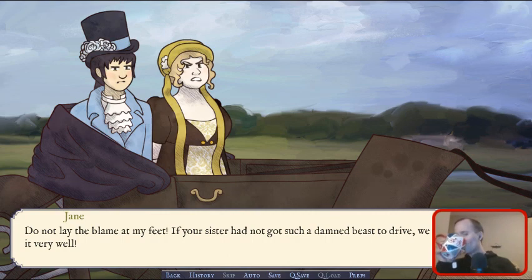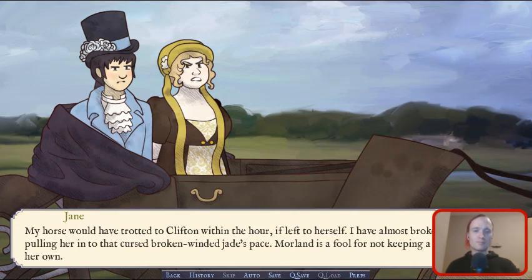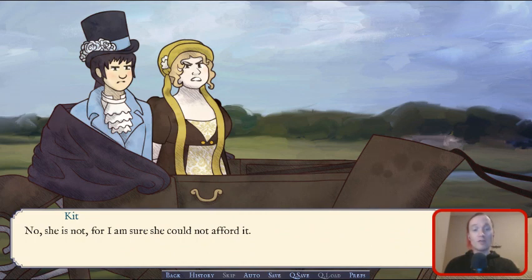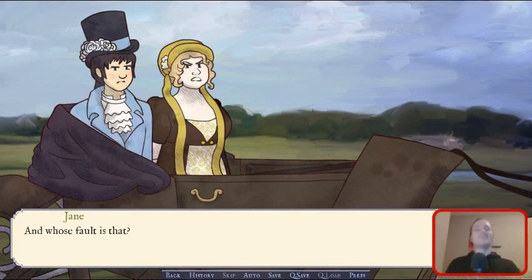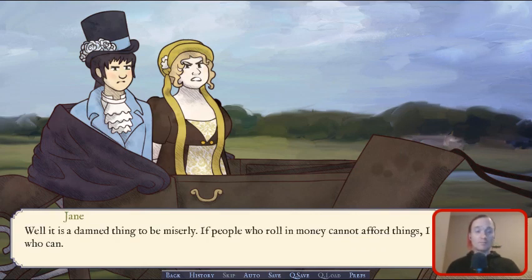Do not lay the blame at my feet. If your sister had not got such a damn beast to drive, we might have done it very well. My horse would have trotted to Clifton within the hour if left to herself. I've almost broke my arm pulling her into that cursed broken-winded jade's pace. Oh my gosh, what does that mean? I don't know. Morland is a fool for not having a gig of her own. No, she is not, for I am sure she could not afford it. And why cannot she afford it? Because she has not enough money. And whose fault is that? Yours. Nobody's that I know of. Well, it's a damn thing to be miserly. If people who roll in money cannot afford things, I do not know who can.